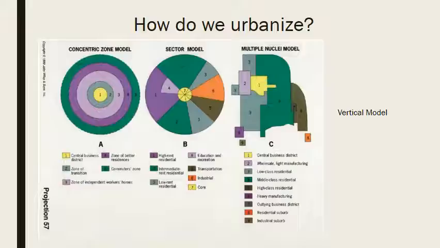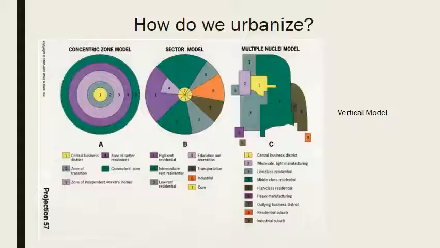These four models are the concentric circle model, the multiple nuclei model, the sector city model, and the vertical model. As you see, far left is the concentric zone model, in which your central business district is right in the middle, and then development occurs in rings around it. The further away from the central business district you get, the more affluent your population. A great example of a concentric zone model city is New York.